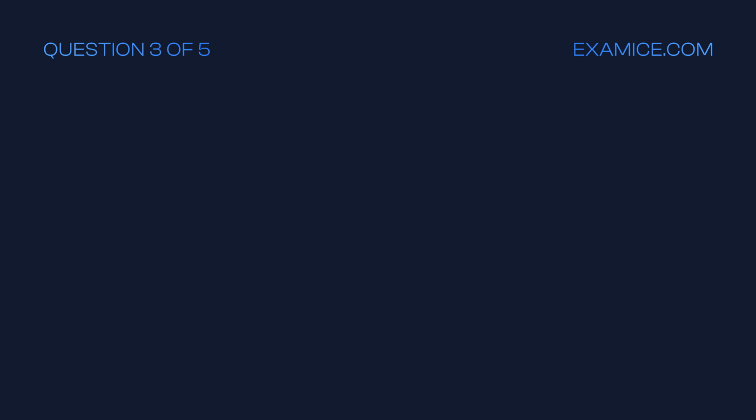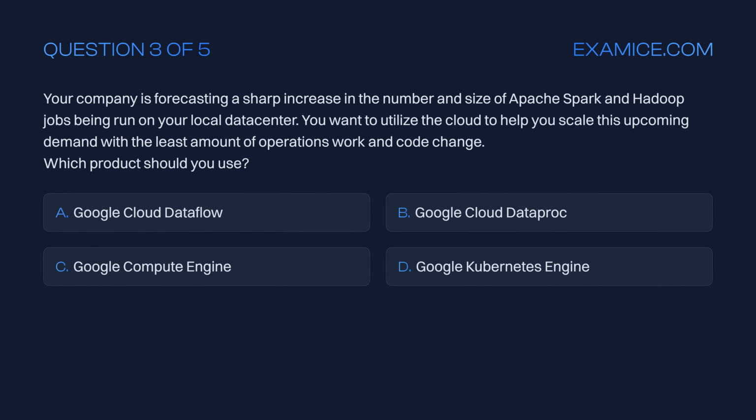Question 3. Your company is forecasting a sharp increase in the number and size of Apache Spark and Hadoop jobs being run on your local data center. You want to utilize the cloud to help you scale this upcoming demand with the least amount of operations work and code change. Which product should you use? Option A. Google Cloud Dataflow. Option B. Google Cloud Dataproc. Option C. Google Compute Engine. Option D. Google Kubernetes Engine.